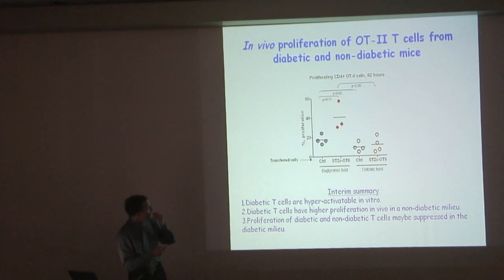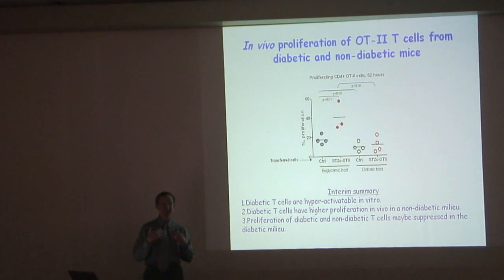And we see in the non-diabetic host that the diabetic T cells are now hyperproliferative in the non-diabetic host. But in the diabetic host, both the diabetic T cells and the host T cells have reduced proliferation. So this is an evolving story.